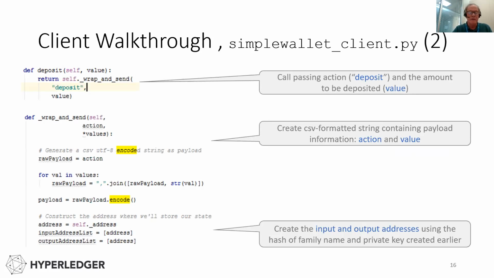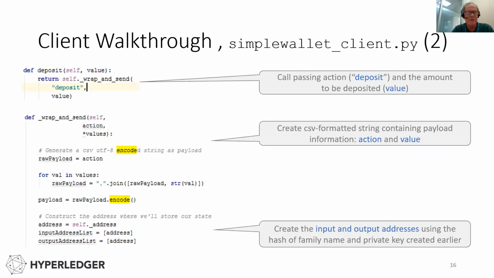So I will walk through the deposit code. The withdrawal code and transfer code are very similar, but I would just focus on deposit. So we call a function that I wrote here called wrap and send to do a deposit. We send it the keyword deposit and the value.